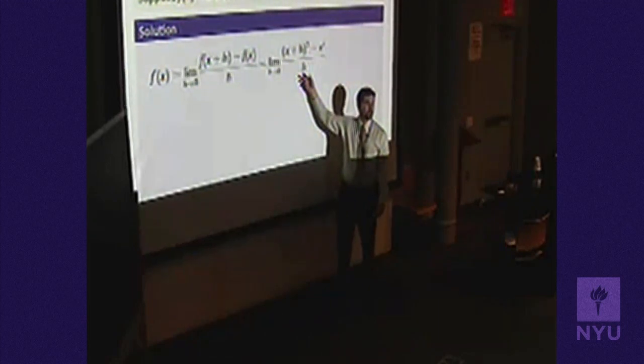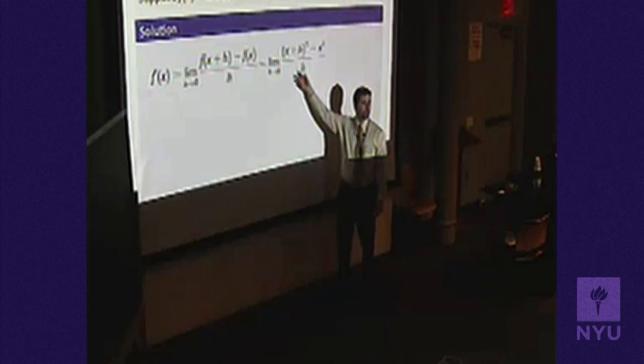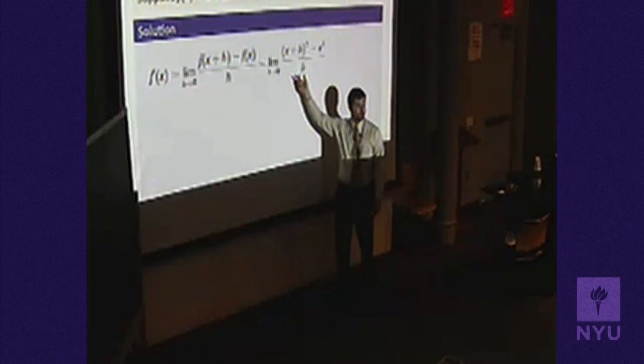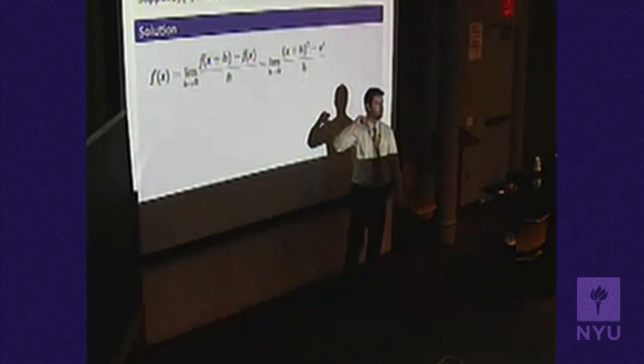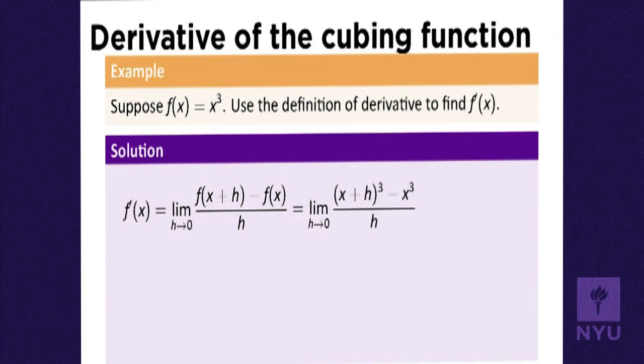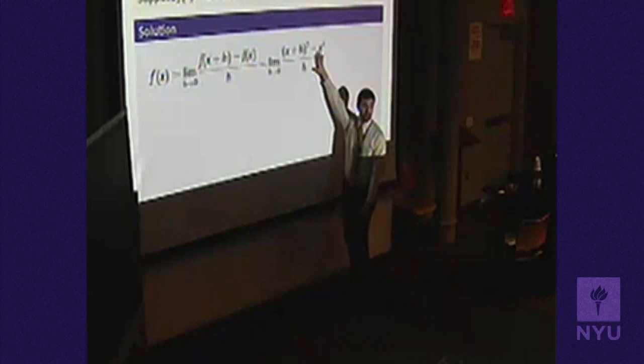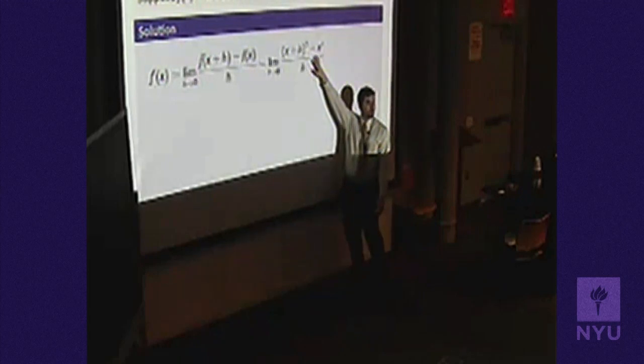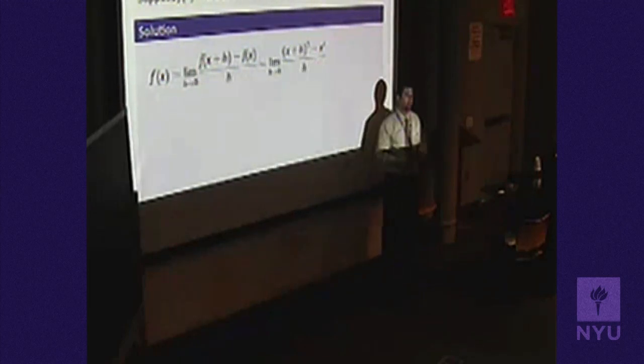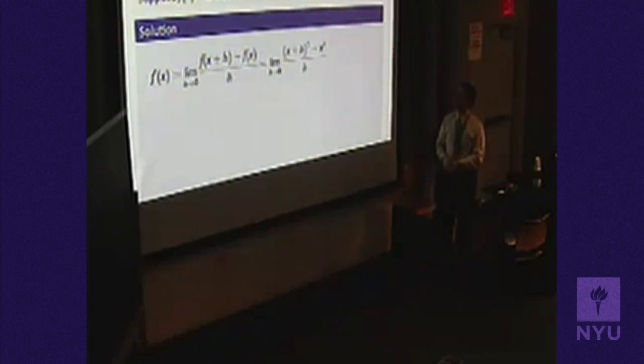Can I plug in h equals 0? No, because the denominator goes to 0. What about the numerator? Numerator, well, x plus h is going to go to x, so x cubed minus x cubed. The numerator also goes to 0. So this is an indeterminate form, a limit indeterminate form, which means that we cannot just plug in. But what we can do is expand. Let's expand that numerator.